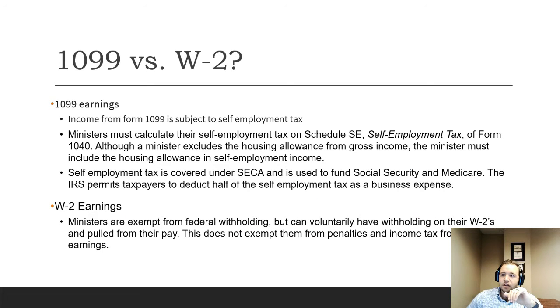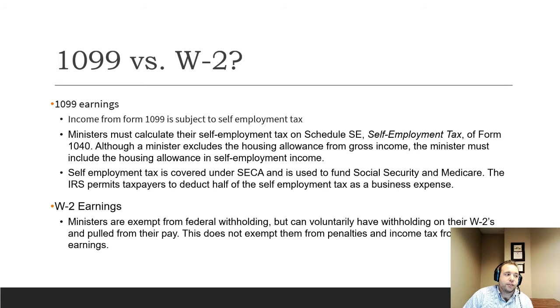So 1099 earnings, this is income from Form 1099 that is subject to the self-employment tax. Ministers must calculate their self-employment tax on Schedule SE. So any income coming through on Schedule C, rental income, anything like that, if it's subject to the self-employment tax, you will have a Schedule SE.